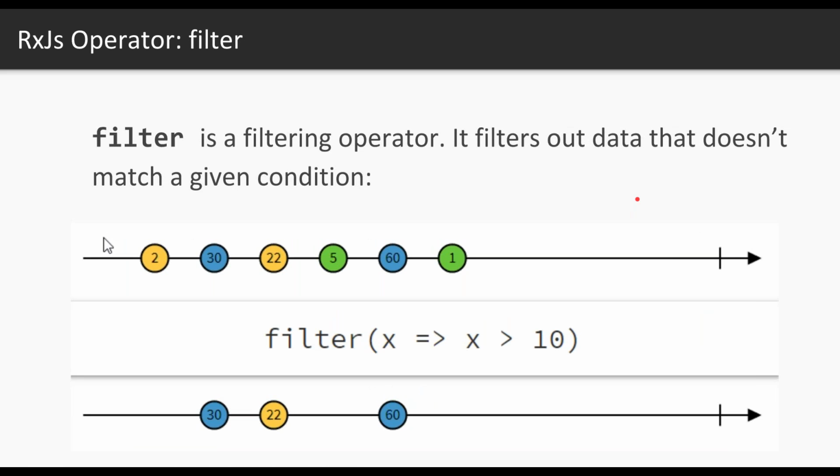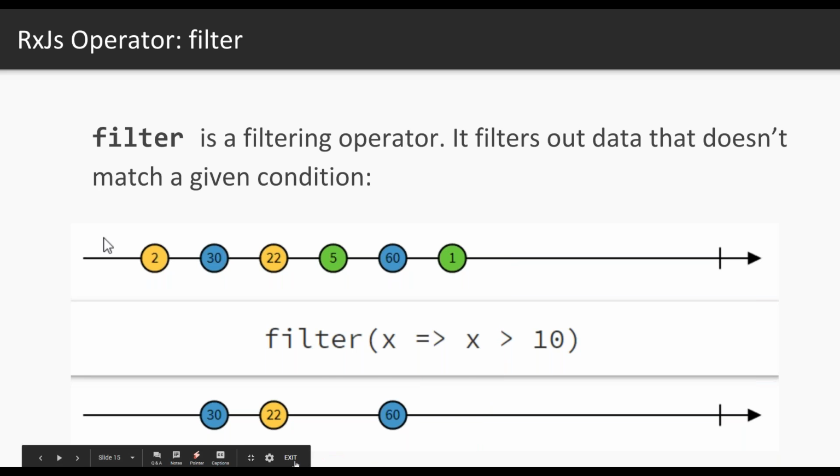Filter is another example of such operator. So filter, of course, is a filtering operator, as the name tells us. And assuming we have a list of numbers emitted here, filter would only keep the values that are greater than 10 in that example, which means that the resulting subscription only gets 30, 22, and 60. And all of the values that are less than 10 don't pass through that filter.